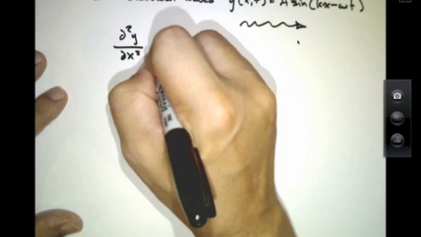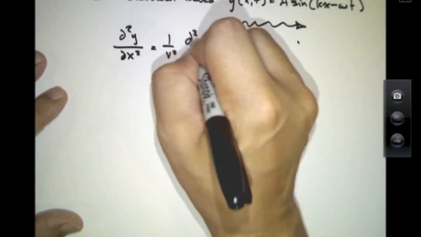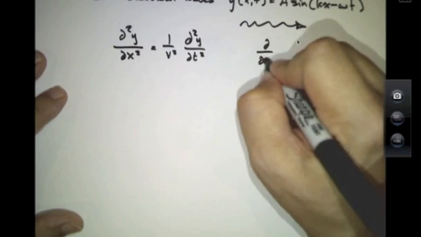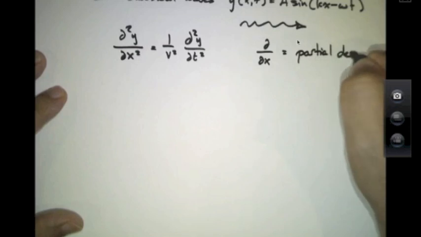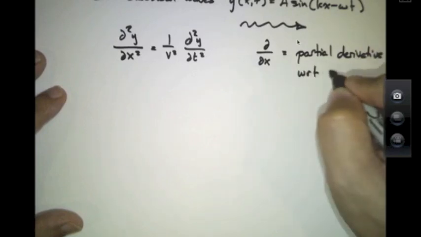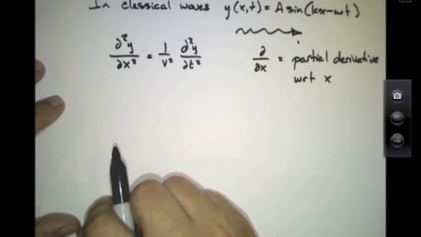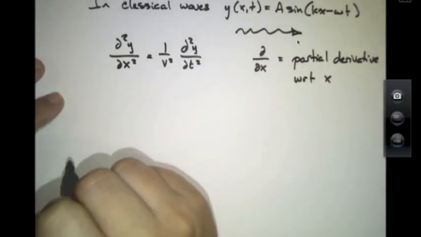And a wave equation that might correspond to this would be something like the following, where these symbols represent the partial derivative with respect to x, so leaving everything else constant, like time. It's easy to see that this particular sinusoid satisfies that wave equation.